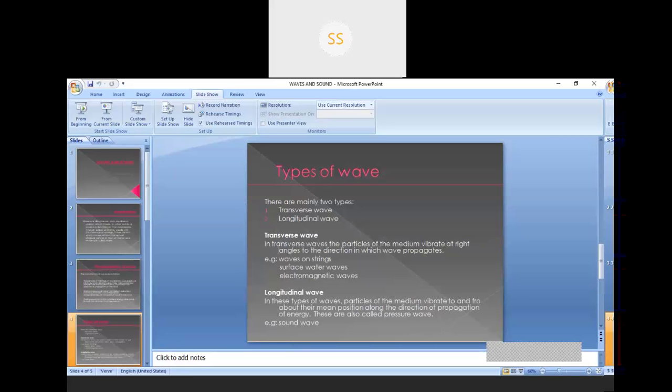Okay, so two types of wave, transverse wave and longitudinal wave.